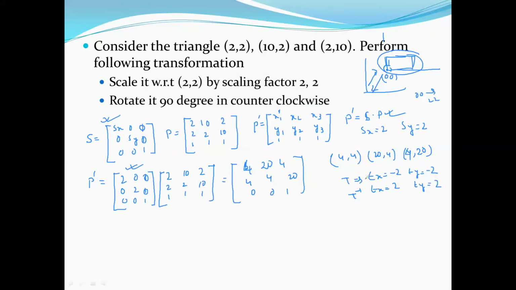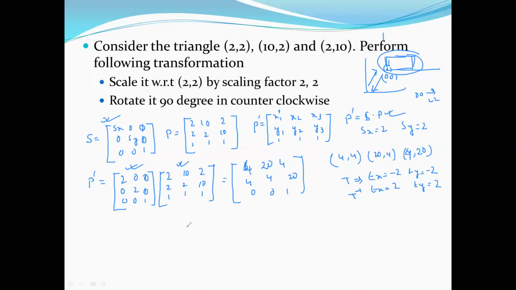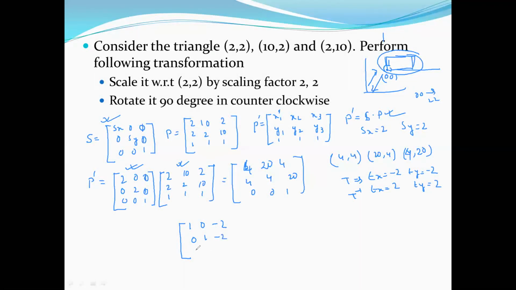First, we have to apply the translation on this point set. So we will write down the translation matrix first. It will be 1, 0, Tx, this is -2, then 0, 1, Ty, this is again -2, and the last row is 0, 0, 1. Now we have to apply the translation on this point set. And what is the point set? 2, 2, 1, 10, 2, 1, and 2, 10, 1.